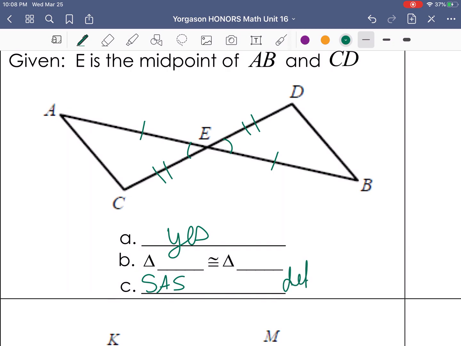So what rules did we use? We had definition of midpoint, and we also used vertical angles, right? If we were writing a proof, we could use that information there.